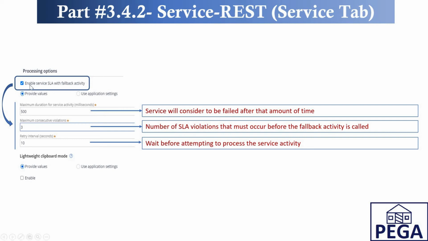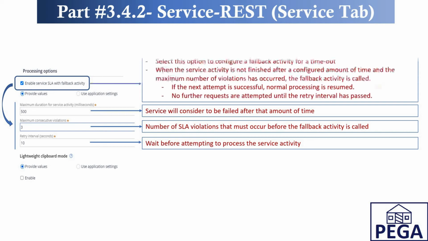You enable service SLA with fallback activity when, for example, the service is failing consecutively 3 times. If I go with the default configuration which Pega provides, which you can change based on your need, I can say that if my service is failing or taking more than 500 milliseconds for 3 consecutive times, I want to just send an email to the support team. This is what my fallback activity will do. The fallback activity is nothing but you calling another activity under the fallback activity section, which I'm going to show you, and that activity will execute and do the necessary job.